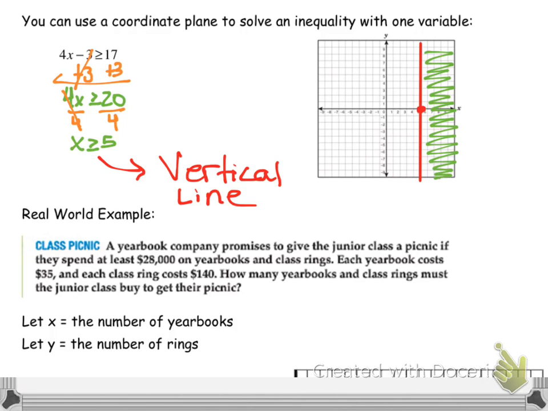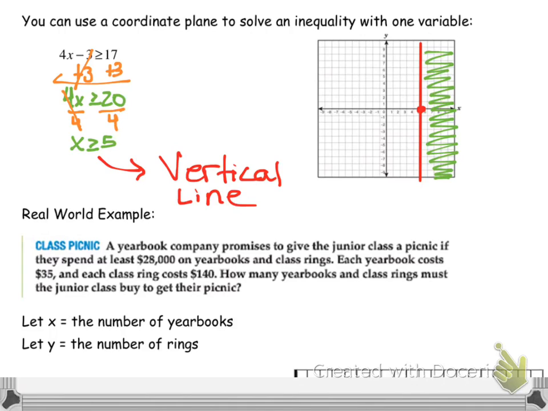So x is greater than or equal to 5 is all the possible solutions that go to the right of that vertical line. Horizontal lines will be the same thing. If it's greater than or equal to, then it will be above the line. If it's less than or equal to, then it will be below the line. And so for a vertical line, greater than is to the right of it, less than is to the left of it.